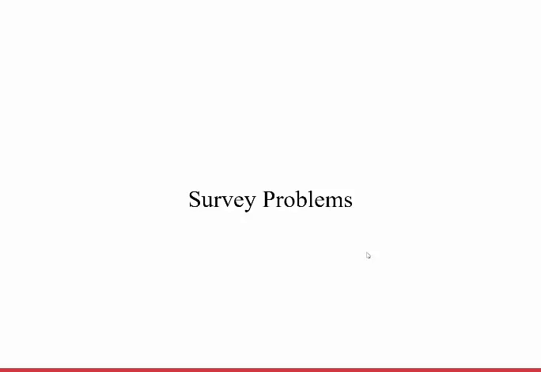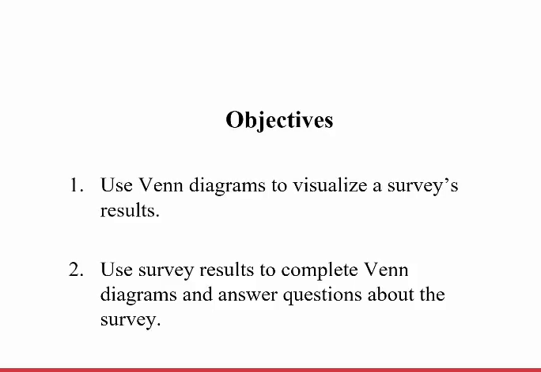So I have an example where I have the Venn diagram set up. I have an example where we have two sets, and then I have an example where we have three sets. And three sets are going to be the hardest. Okay, so just two objectives in this lecture. We want to use Venn diagrams to visualize the survey's results, and then we want to use survey results once we have them to complete Venn diagrams and answer questions about the survey.